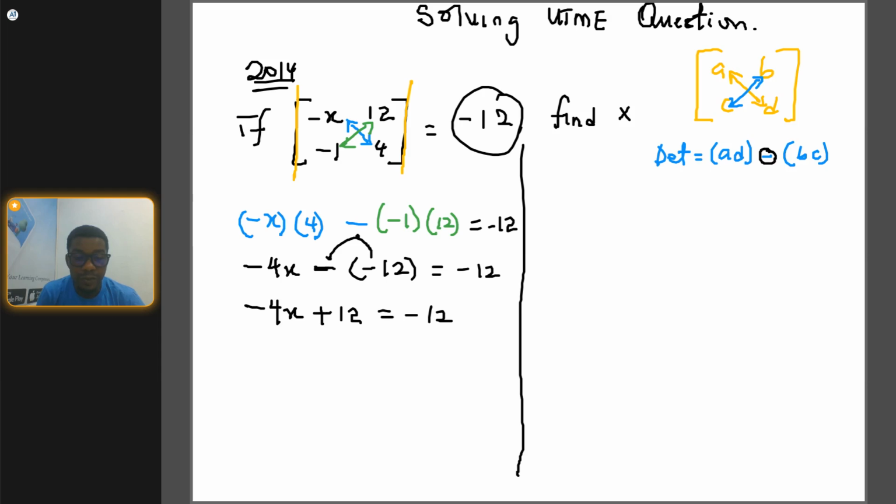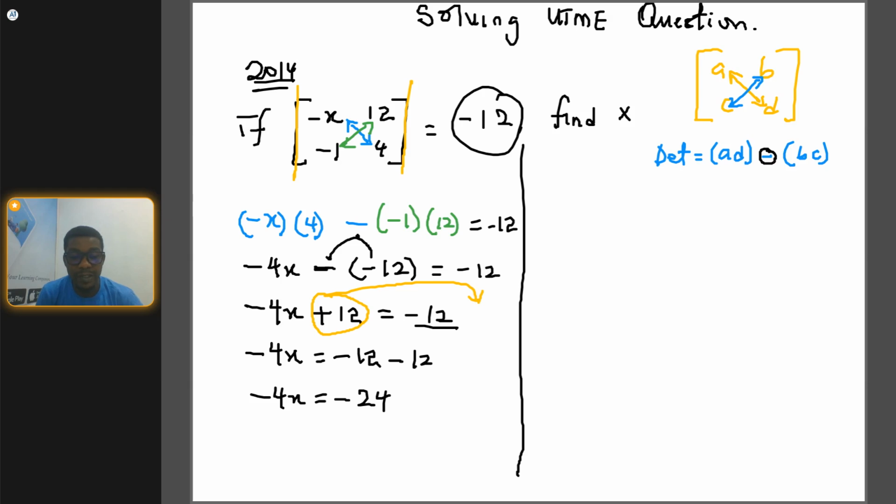plus 12 moves to the other side and crosses the equal sign, so we are going to have minus 4x equals minus 12, which is this minus 12, then plus 12 changes to minus 12. So minus 4x will now be equal to minus 12 minus 12. Minus 12 minus 12 is minus 24.